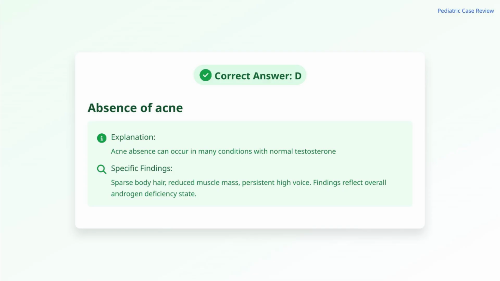While males with Klinefelter syndrome often lack acne due to testosterone deficiency, acne absence is nonspecific and occurs in many individuals with normal hormone levels.